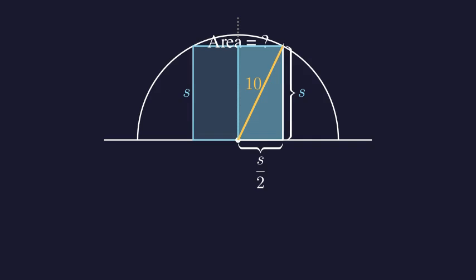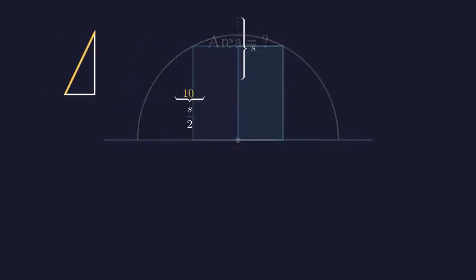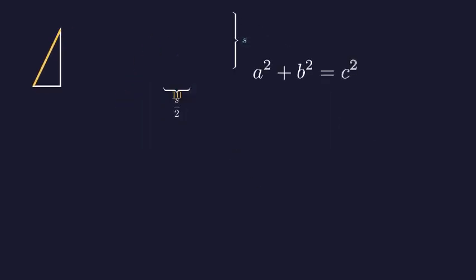We now have a right triangle with legs of length s and s divided by 2 and a hypotenuse of 10. We can apply the Pythagorean theorem, which states that leg squared plus leg squared equals hypotenuse squared. Writing this out in plain English, we take s divided by 2 all squared plus s squared and set it equal to 100. When we square the fraction s over 2, we get s squared divided by 4. So the equation becomes s squared over 4 plus s squared equals 100.